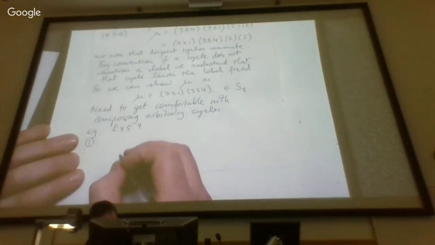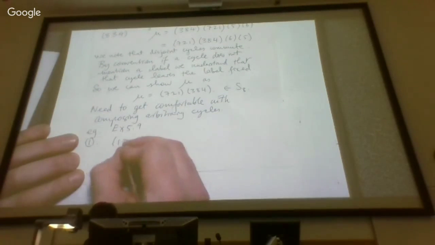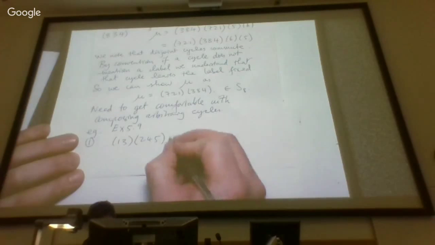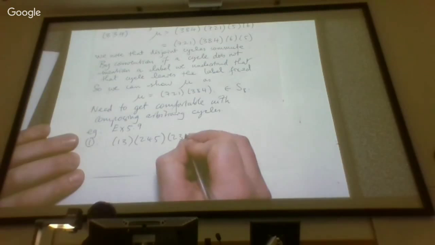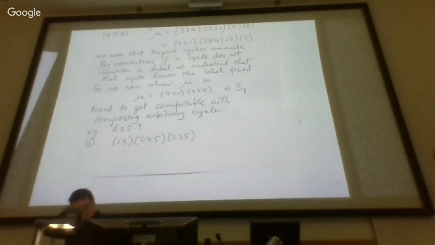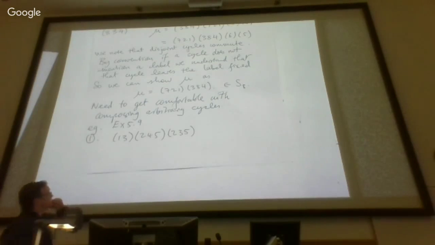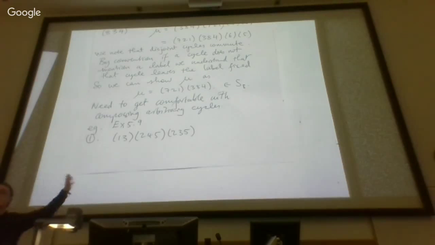So number 1 sets us this exercise: (1 3 2)(4 5 2)(3 5). Okay, we've only mentioned 1 to 5, so this could be a permutation in S5, a permutation on 5 symbols, although it could be a permutation on any number of symbols. The symbols that aren't mentioned there just get fixed.